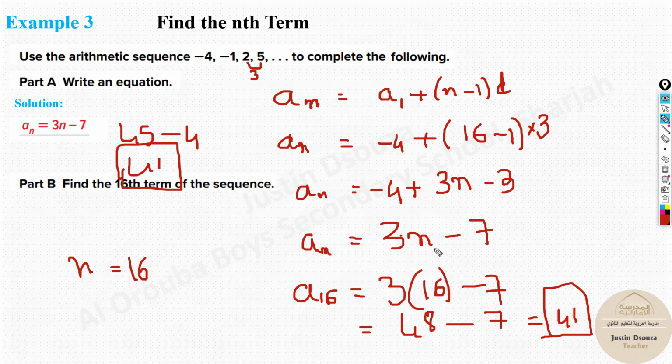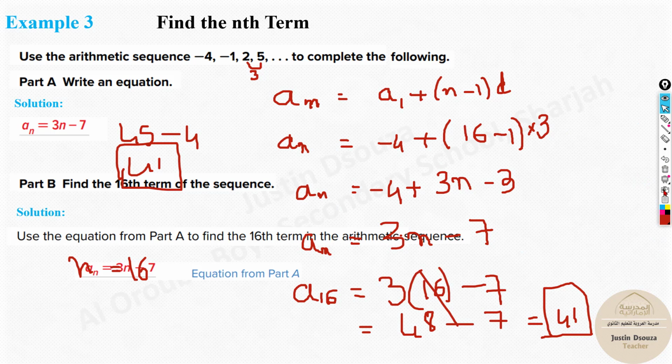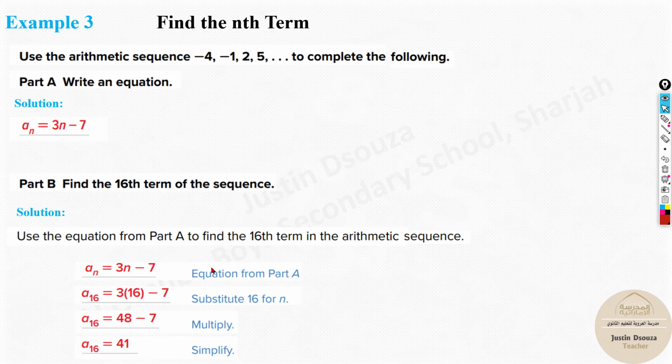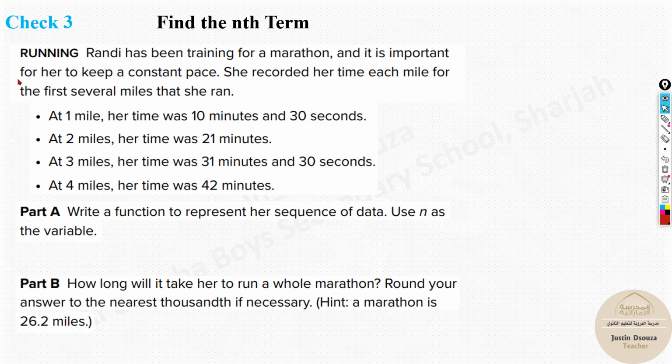Whichever, because we have simplified this, right? So we can use any of it. The answer would be 41 here. So all you need to do is, instead of n, put 16 and simplify. The answer is 41. I hope this is clear. Now we will move to a real world problem.